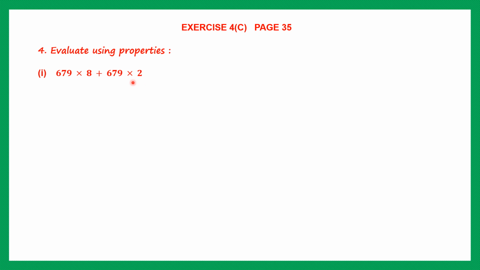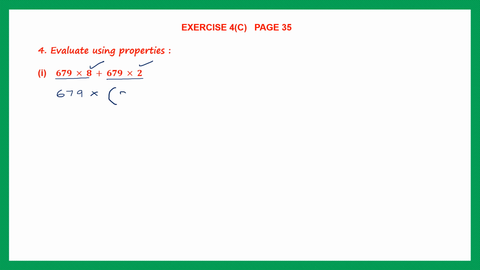Now you have to decide which property you can use here. As you can see, 679 has been repeated and you can see that 8 and 2 are there separately. So this is the one that's repeated. So let's see if we can use the distributive property. As we can see, this is multiplication and this is also multiplication. So let's take out 679 separately into, let's take 8 and 2 and put it in brackets.